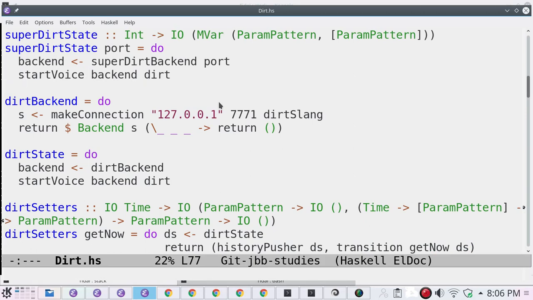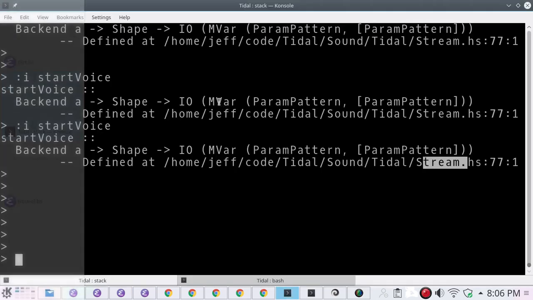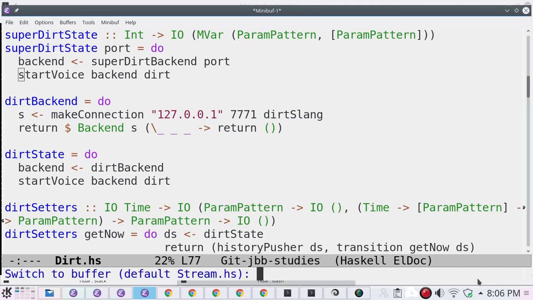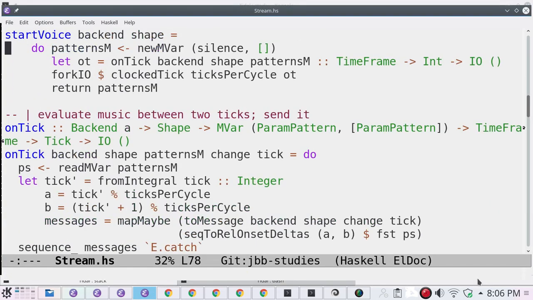That does some stuff, and one of the things it does is call the function start voice. So if I want to know what that does, I have to go into my IDE and say, tell me about start voice, and it'll tell me that's found in stream.hs. So then I can change to stream.hs, and I look at start voice, and that does some stuff, and then that calls onTick. That's one of the things it does. So now I have to read about onTick. Well, onTick is right here, but now what's that do? Well, it uses ticks per cycle. I don't remember what that is, so where am I going to find that?